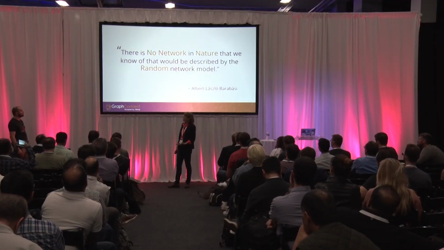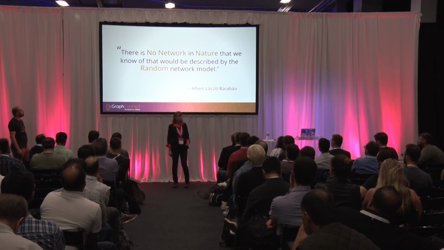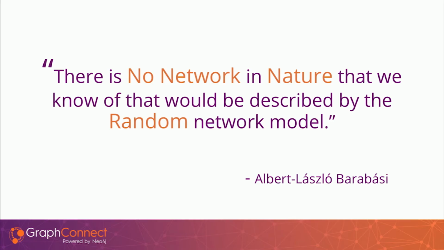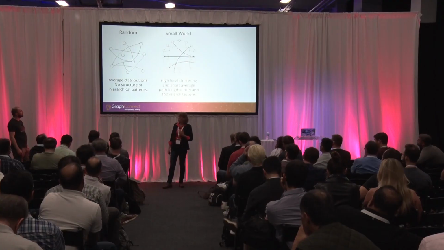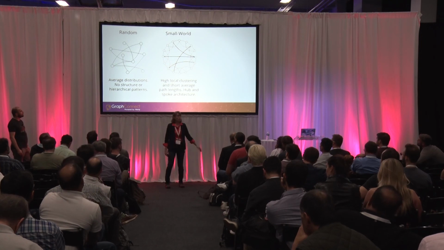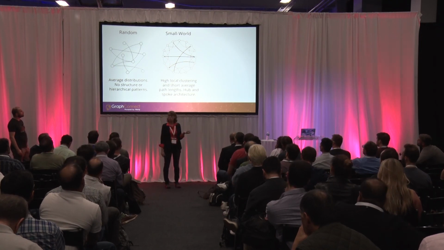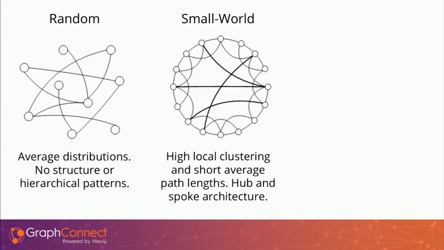And it is so common that a lot of network scientists believe that in nature you really don't see random networks. And when they think about random networks, what they're talking about is average distribution. Not a lot of humps, things are fairly flat, not a lot of structure. On average, things look like everything else. But what we really do see, so we don't see that in nature, but what we do see, especially in social networks, is this very small world network behavior.